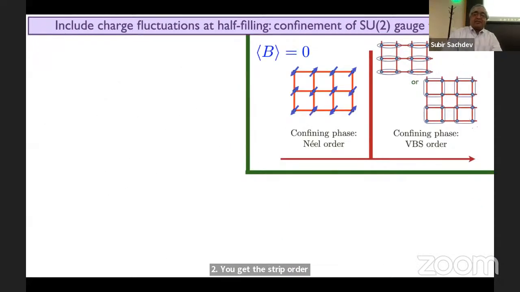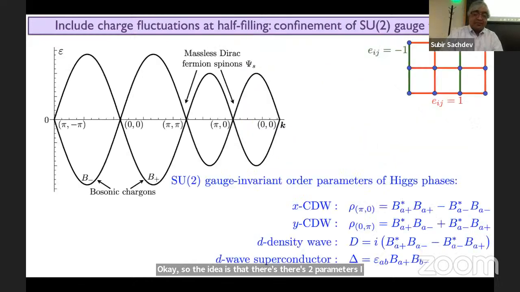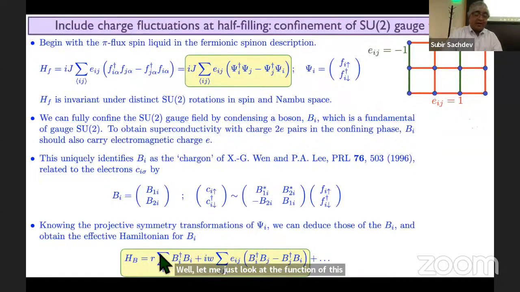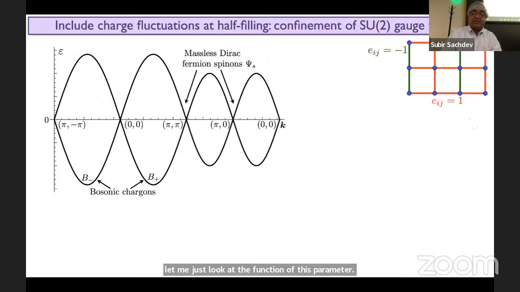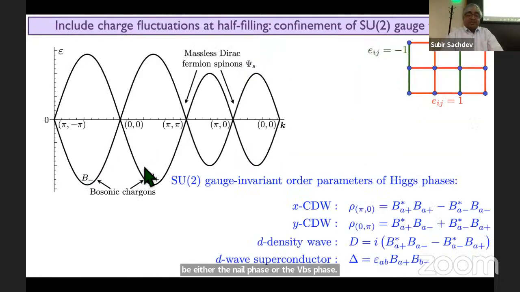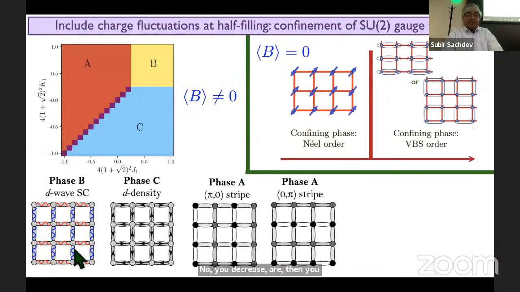Okay, so now there are two parameters I have to play with, at least one. Let me look at the function of this parameter R, this mass term. When R is large and positive, the B won't condense. Then I just have the pure gauge theory, and that I already talked about. We know that's a confining gauge theory, and it'll be either the Néel phase or the VBS phase. Now you decrease R. Then you're going to condense at these points. And you're going to get these three phases I talked about.